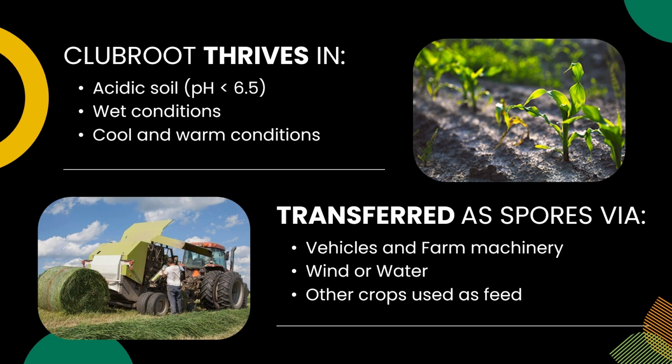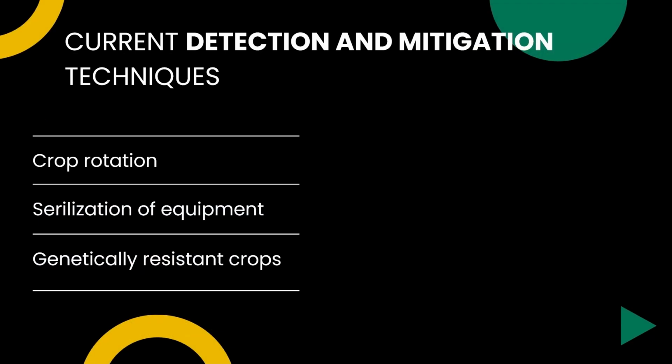There exist a few current methods to detect and mitigate the spread and subsequent infection of clubroot. These include crop rotation, equipment sterilization, and the creation of genetically resistant crops. However, these techniques are not always the most effective or sustainable considering the resilience of clubroot and its dormant spores.